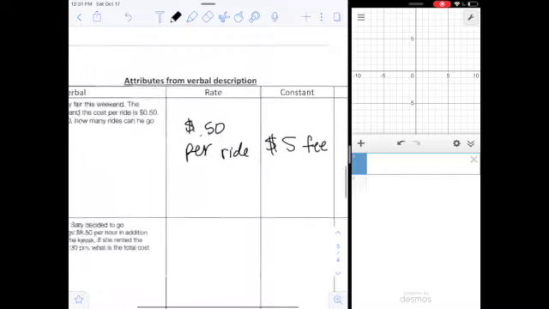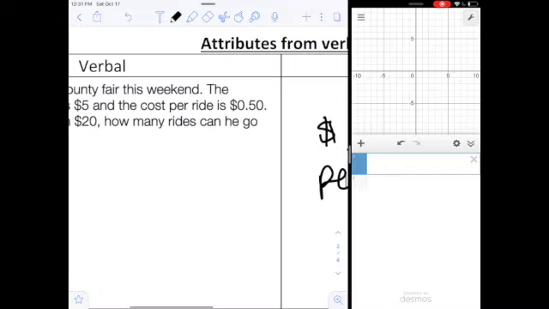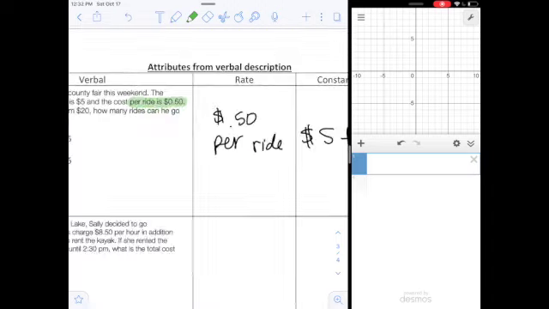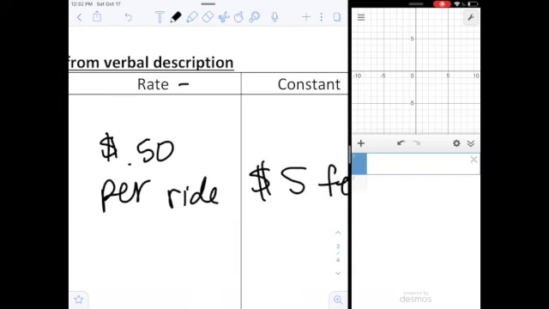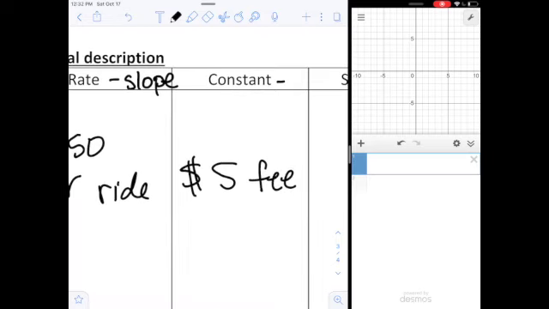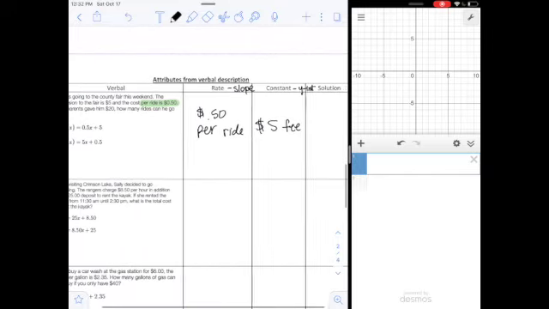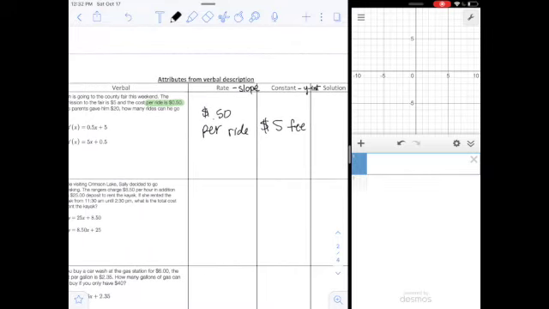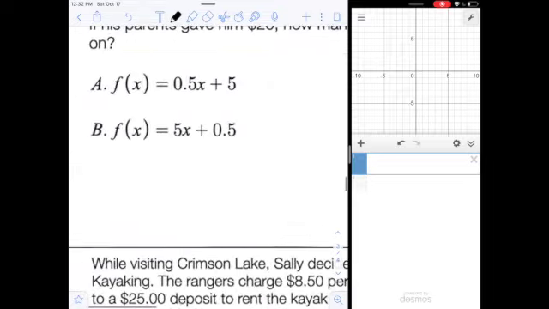per ride. So when you think about your verbal descriptions, I want you to really look for words like per, right? So per ride, it's 50 cents per ride. So that's going to be my rate. Now, when you're talking about rate, you are talking about your slope. When you're talking about your constant, you're talking about your y-intercept. So as you start to write your equations, your rate will always go with your slope, your slope will always go with your x, and your constant will be all by itself.